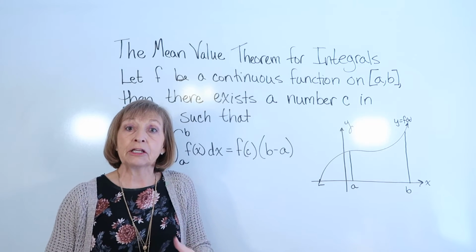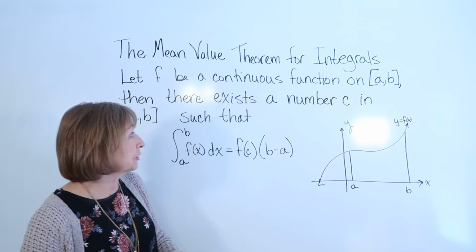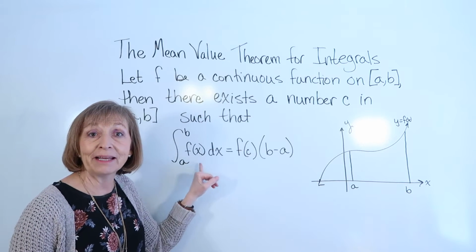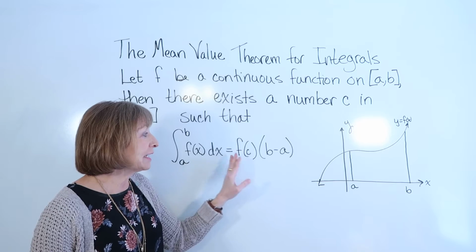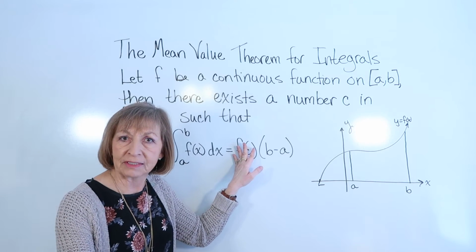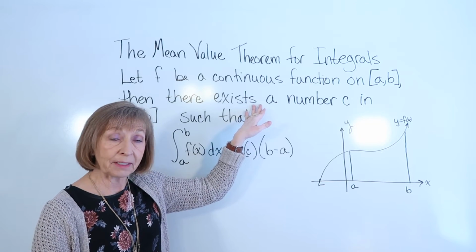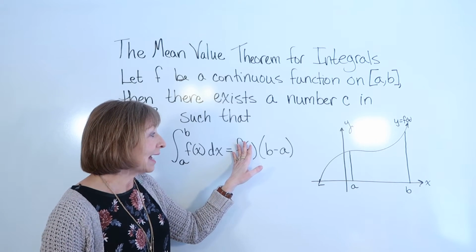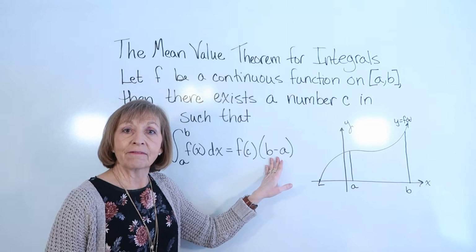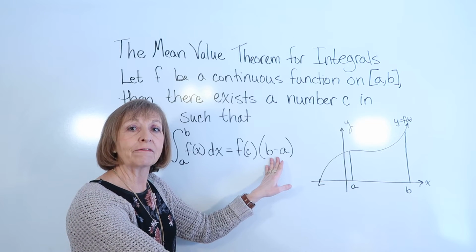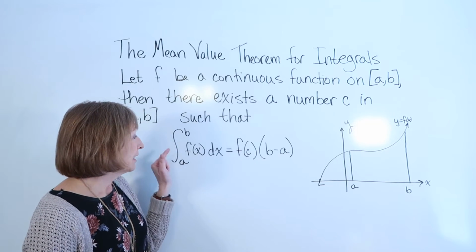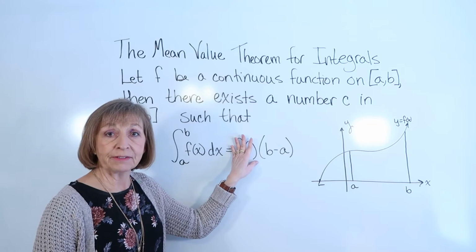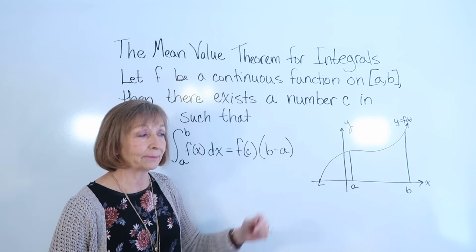So your c is an input value that you would put through your function such that the definite integral from a to b of f of x dx is equal to f of that number c that it was talking about up here. So this is the output when c is run through the function times the length of the interval, so times the difference of b minus a. So your definite integral from a to b of f of x dx is equal to your f of c multiplied by b minus a.